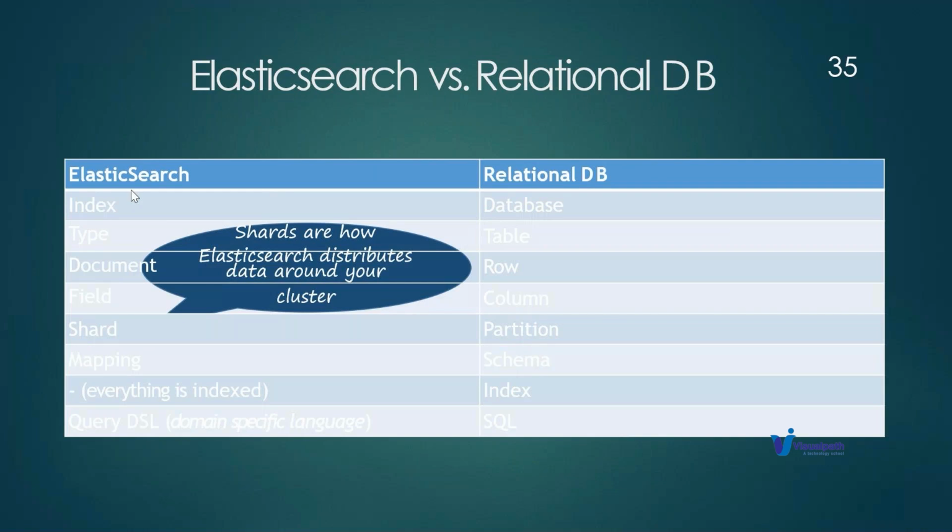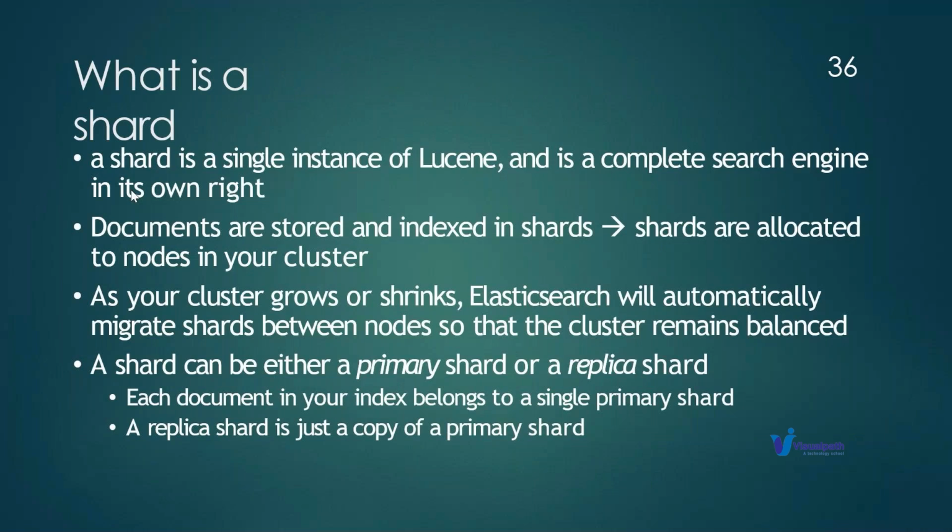it works differently. In a relational database you have a type, here it's a table; here you have a document, there a row; you have a column, here you have a field; there you have a partition, and here you have shards. Because of this sharding structure, it is so powerful and so flexible. And in mapping, there is a schema, everything is indexed, and then you can use the query domain specific language to query the data in Elasticsearch.